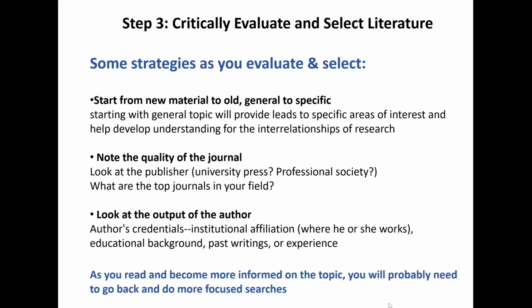So the next step, of course, is you're finding literature. You're also evaluating and selecting, and there are some strategies you can use. I think sometimes it's helpful to start from new to old or general to specific. So start with a general topic and then lead towards specific areas of interest. And it helps you develop an understanding of the interrelationships of research within that subject area. You want to look at the quality of the journal. So look at the publisher, who's publishing this information?